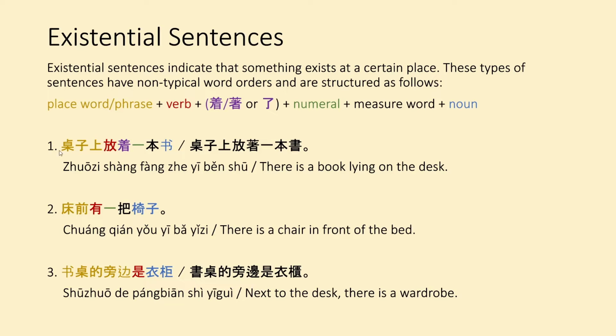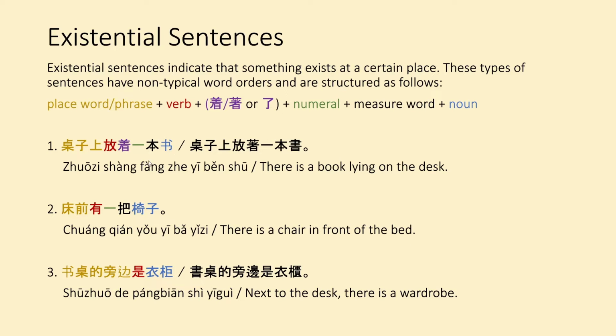So the first example of an existential sentence that we have is 桌子上放着一本书. There is a book lying on the desk. For example 2, 床前有一把椅子. There is a chair in front of the bed. And for example 3, 书桌的旁边是衣柜. Next to the desk, there is a wardrobe.